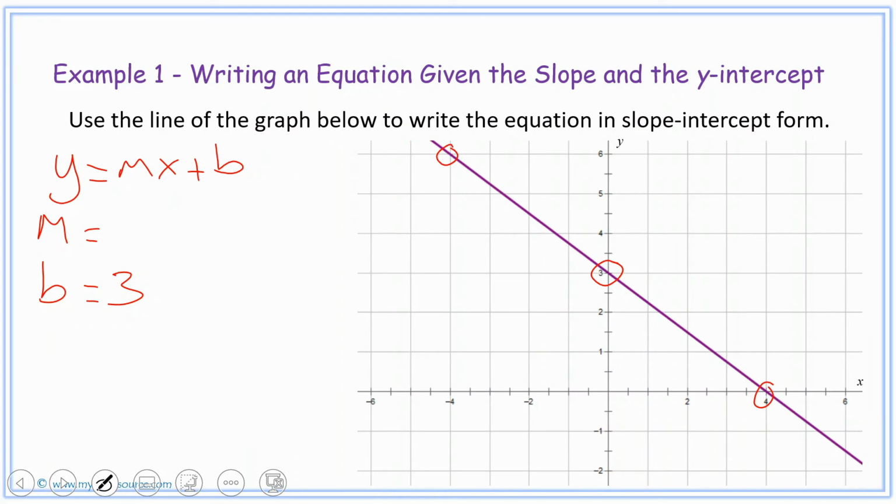So let's count from either one. If we do rise over run and we go to the bottom one, that's going to go down 1, 2, 3. So that's negative 3 over, this is going spaced out. So that's 1, 2, 3, 4. So rise over run is going to be negative 3 over 4. All right, and so then we just substitute into the equation y equals negative 3/4 x plus 3.